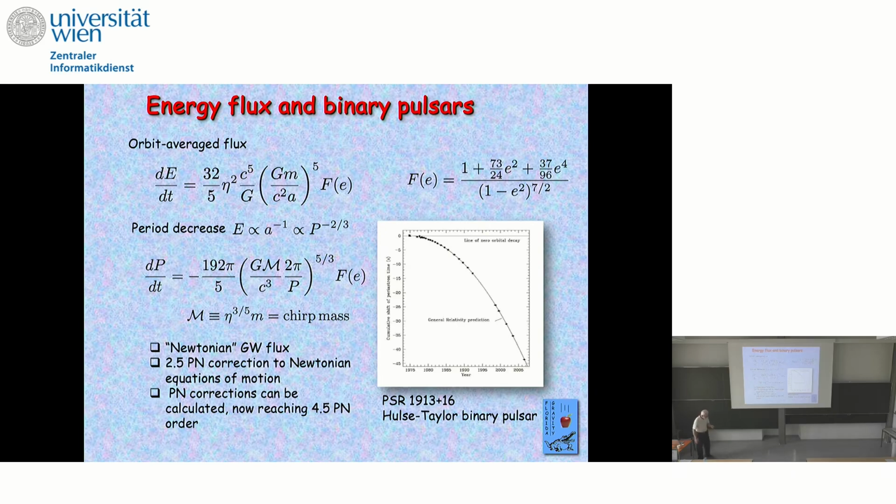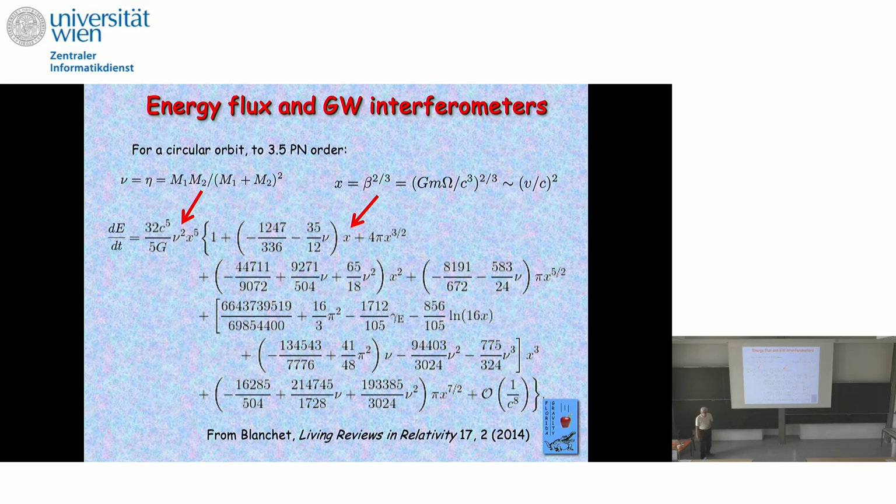Okay, so I just want to show one example of what these kinds of formulas look like when you really get serious about going to higher post-Newtonian orders. This is an example of the energy flux, from a review by Luc Blanchet in Living Reviews in Relativity.